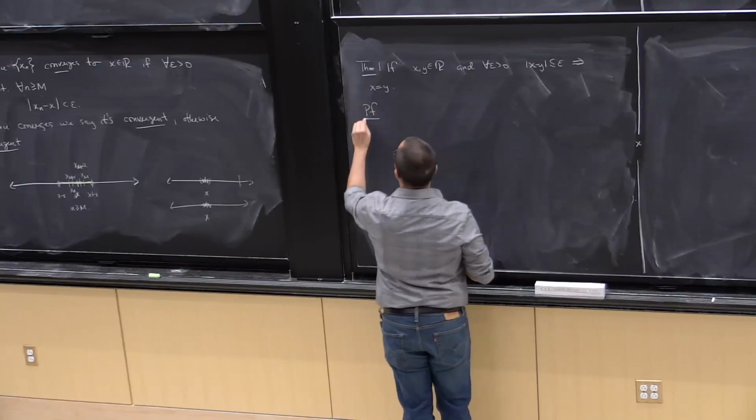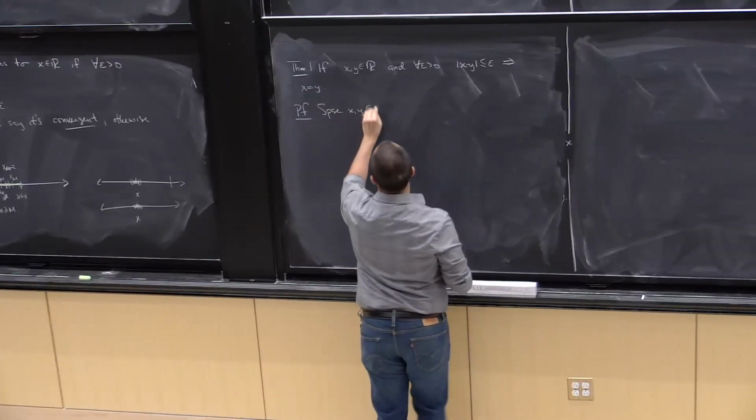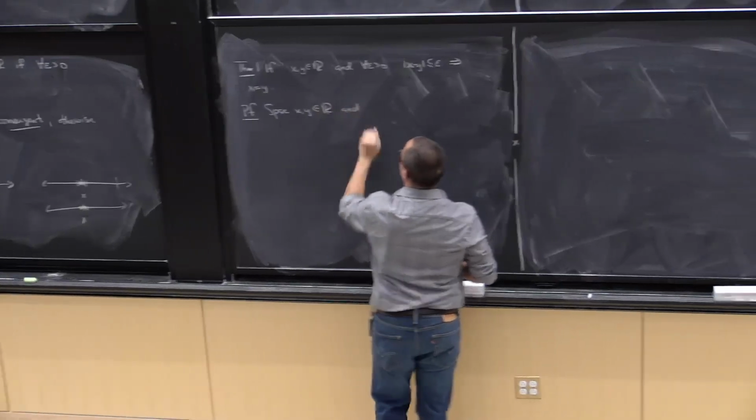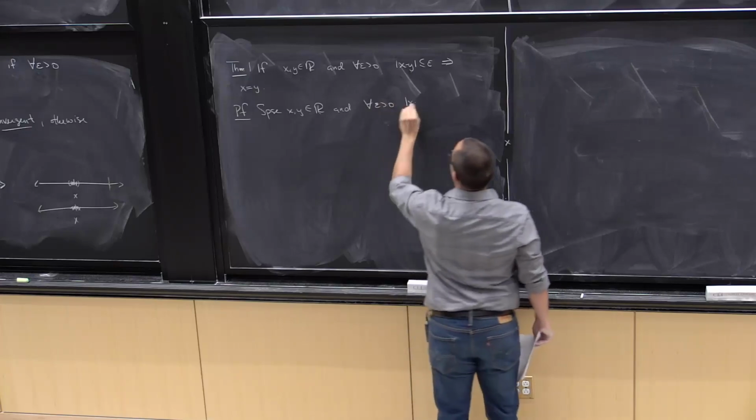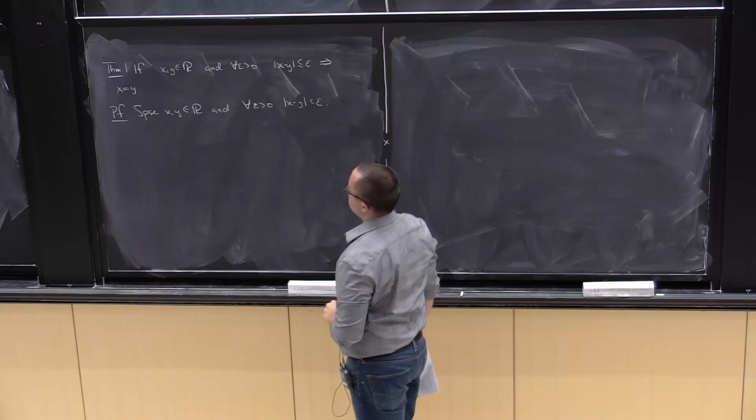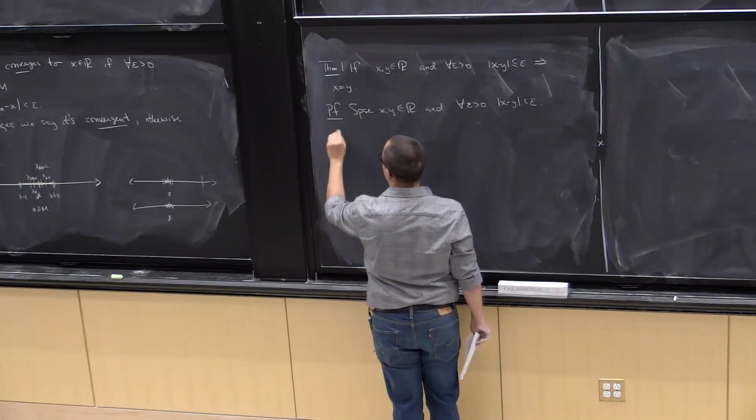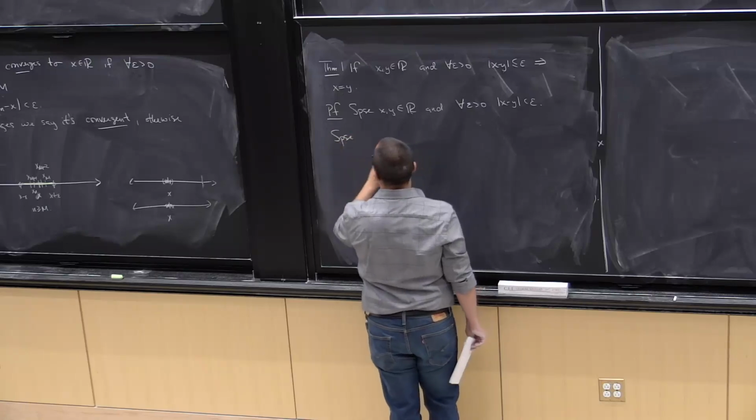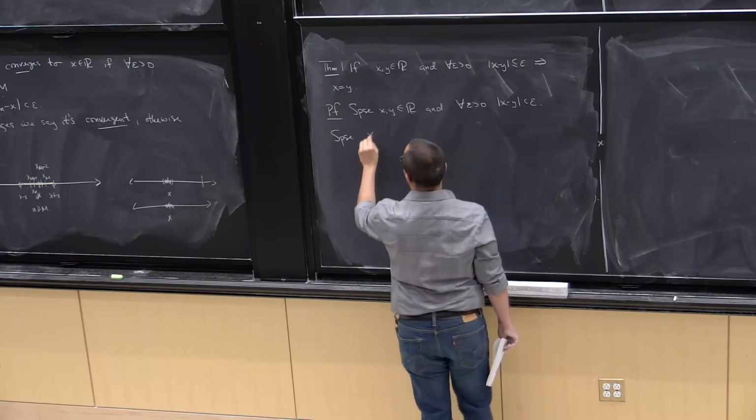So what's the proof? Suppose x, y is in R, and for all epsilon positive, the absolute value of x minus y is less than epsilon. So now I want to prove x equals y. So let's assume that this does not hold and arrive at a contradiction. So this is a short proof by contradiction. Suppose x does not equal y.